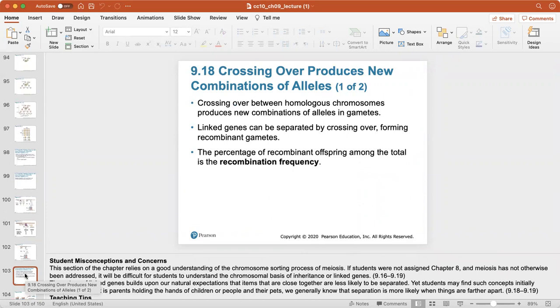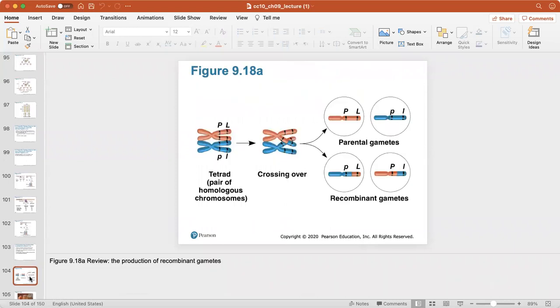So crossing over between homologous chromosomes produces new combinations of alleles in gametes. Linked genes can be separated by crossing over, forming recombinant gametes. And the percentage of recombinant offspring among the total is what we call the recombination frequency.